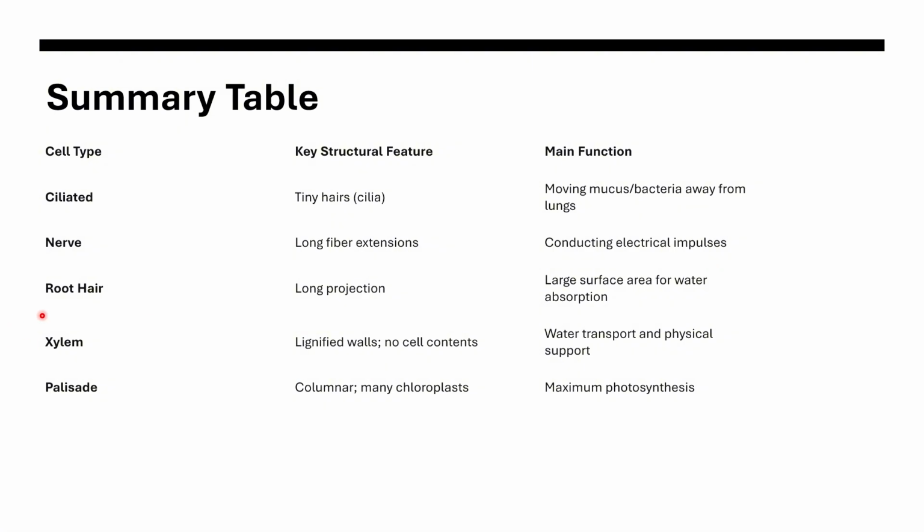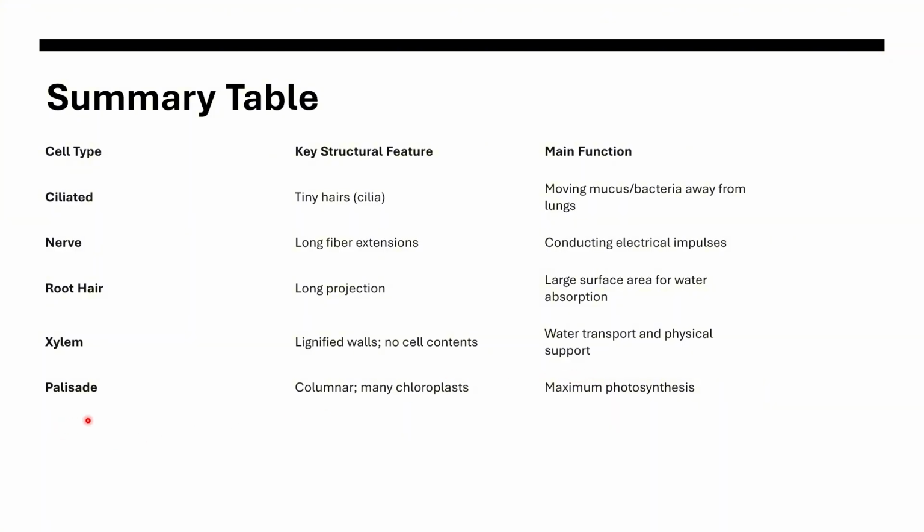Then in plants, that is the root hair. They are long projections. Their large surface area is very efficient to absorb water. The second one in case of plants is the xylem. These have lignified walls. There are no cell contents. Their main function is water transport and physical support.